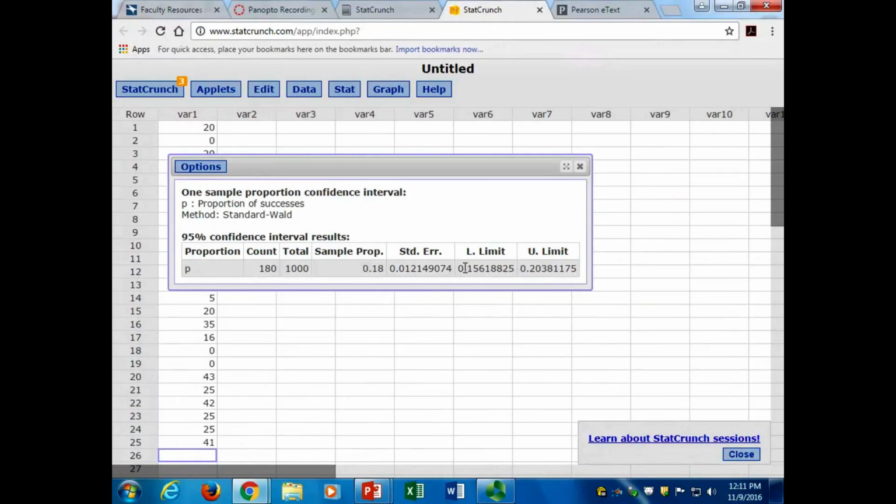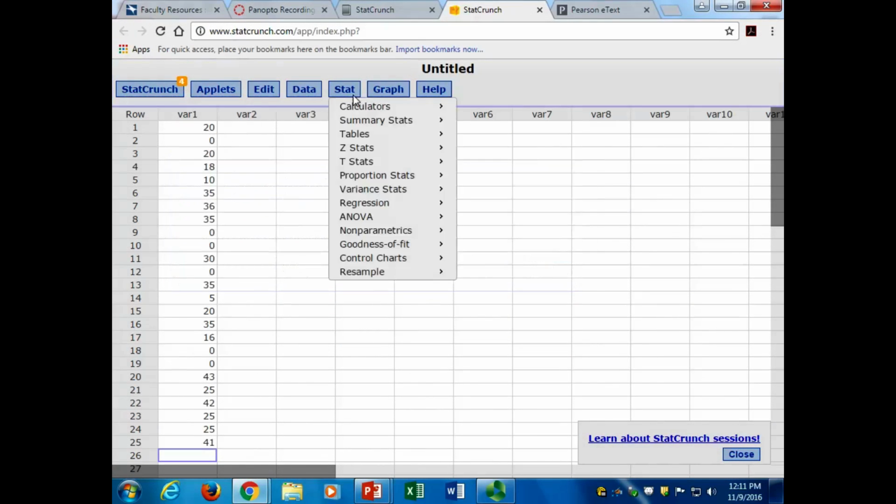So you can also get it that way. For means, you're in T-stats because that's a T interval. For proportions, just pick proportion stats, and it'll let you do it. Yeah, pretty cool. I think it's pretty cool.